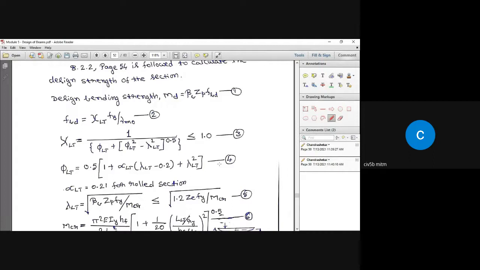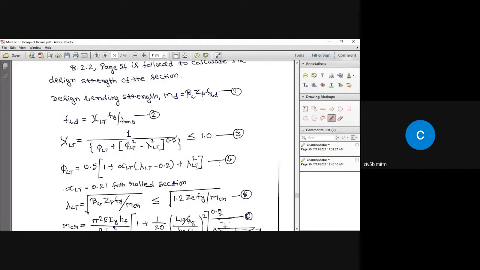Once the value of MCR is known, keep going up in the code book itself. There you will see again lambda LT equal to square root of something, which should be less than or equal to square root of 1.2 Z_e f_y divided by MCR. Now we know MCR, substitute the value of MCR there, and you get the value of lambda LT.